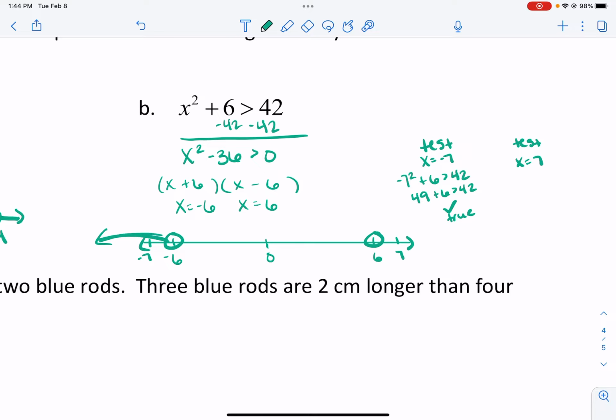Okay. Then let's test this one. So we've got 7 squared plus 6 is greater than 42. This is also true. So we're going to shade toward the point that's true, which is this way.